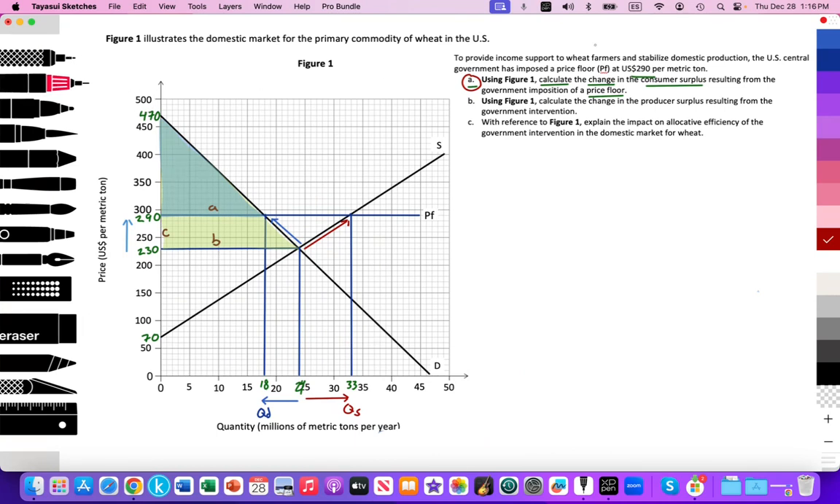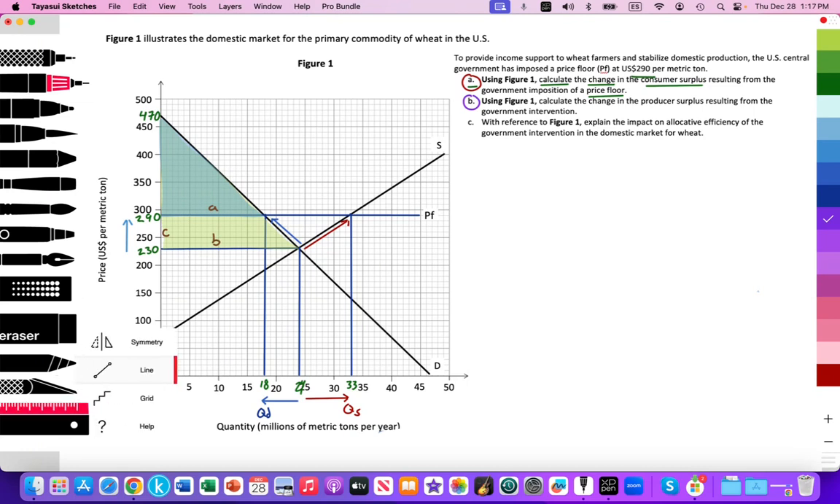So let's go ahead and look at question B. On a test, be in the habit of underlining key terms so that you know what the question's asking you to do. So here we need to calculate a change in producer surplus as a result of the imposition of the price floor. So we need to think about producer surplus before, producer surplus after, and what's the difference between them.